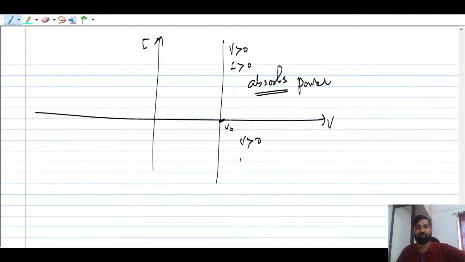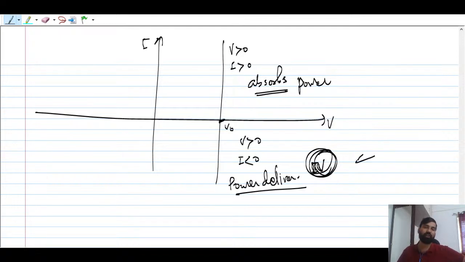Here the voltage is positive, but the current is less than 0. So here the power will be delivered. And one more thing you can notice: you are in the fourth quadrant. If something is in the fourth quadrant, it is going to deliver power. Here the device becomes active. So the voltage source can energize a network or a circuit. That you have to remember. And it can also absorb.